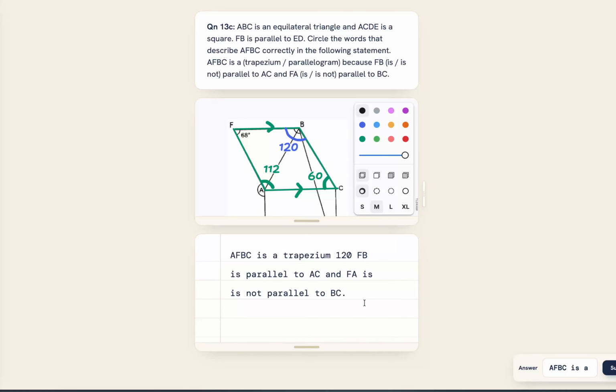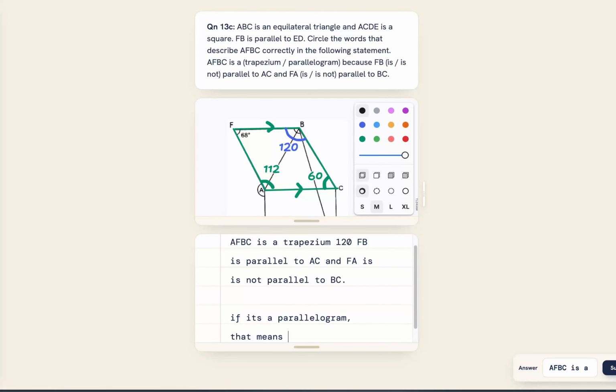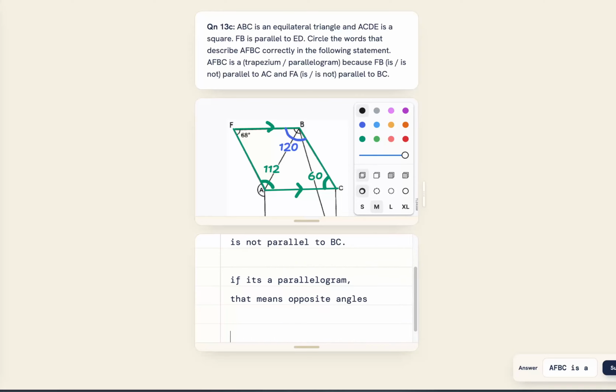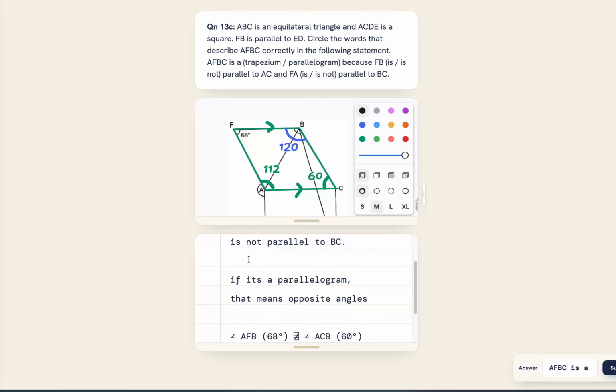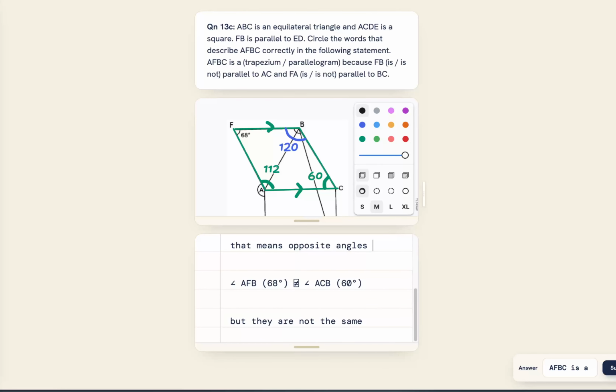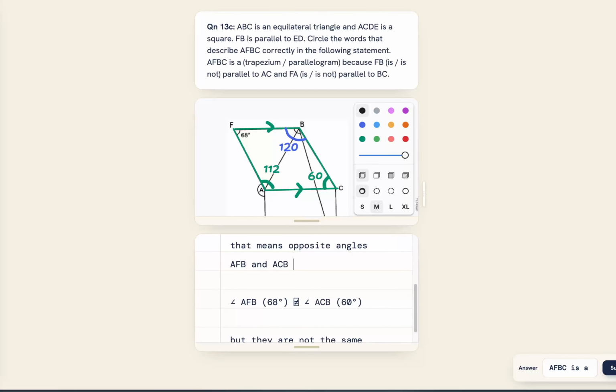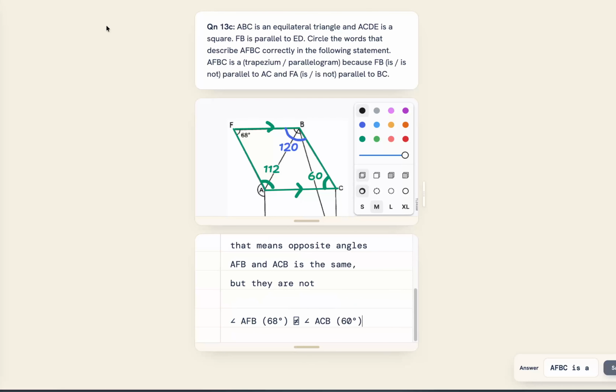So we got the degrees to prove it. Because if it's a parallelogram, that means opposite angles, angle AFB and angle ACB, should be equal. But they are not the same. AFB is 8 degrees, ACB is 60. If it's a parallelogram, opposite angles AFB and ACB would be the same, but they are not. Okay, there you go. So that's the answer.